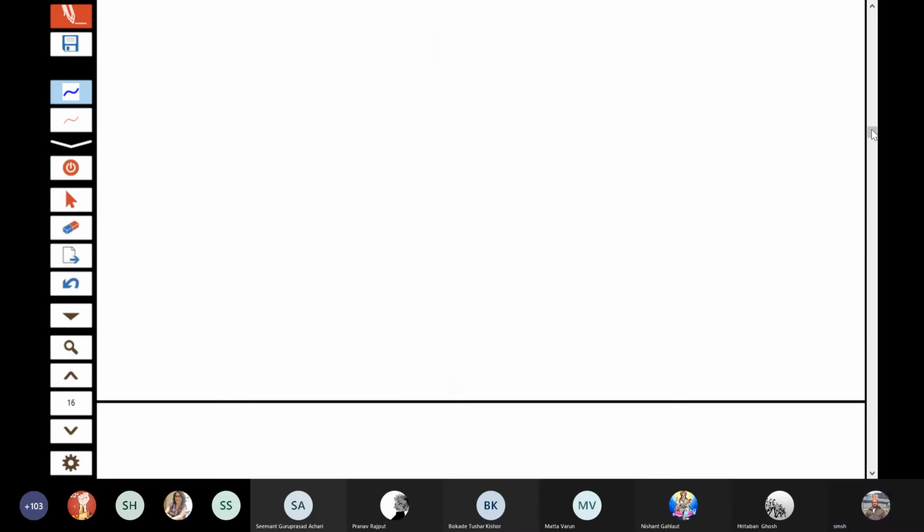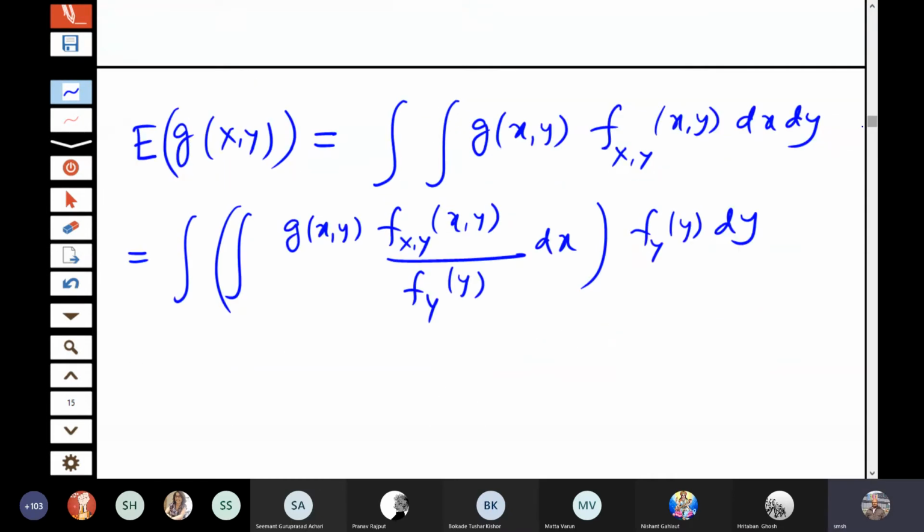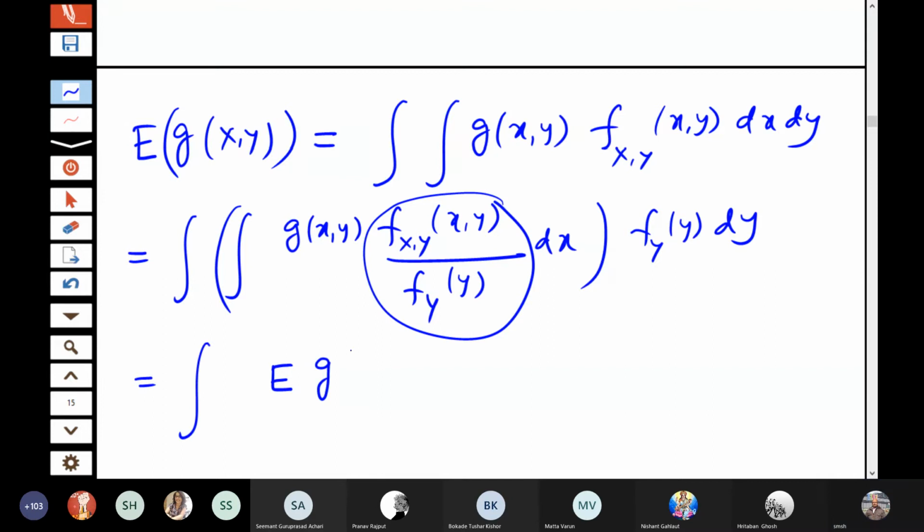Now this inside quantity, if you see, is nothing but the conditional distribution of x given y. If I am integrating a certain term multiplied by the density, then it is nothing but the expectation. So the interpretation for this inside term is the expectation of g(x, y) given y, because this is the conditional distribution of x given y, and then I am multiplying by the density.